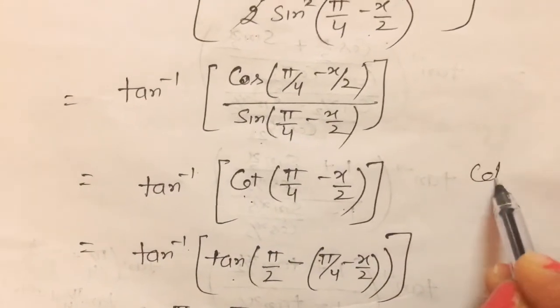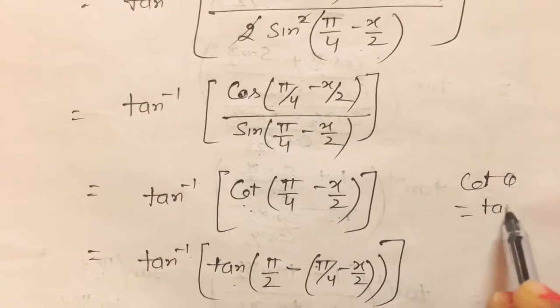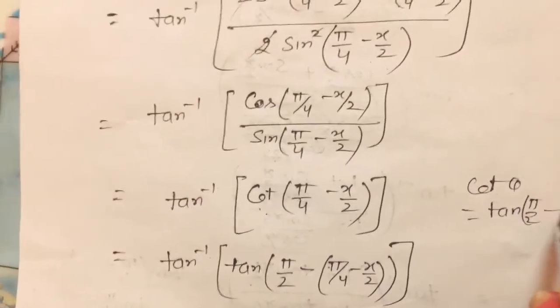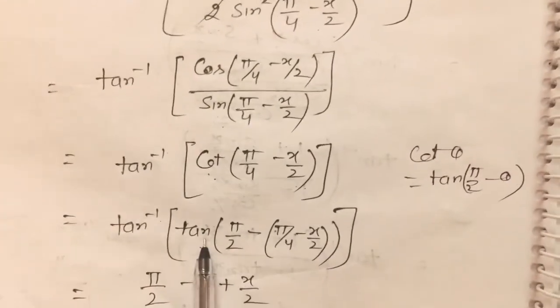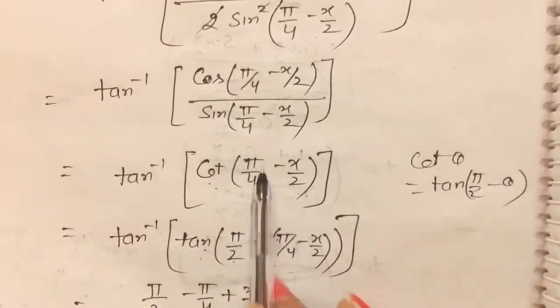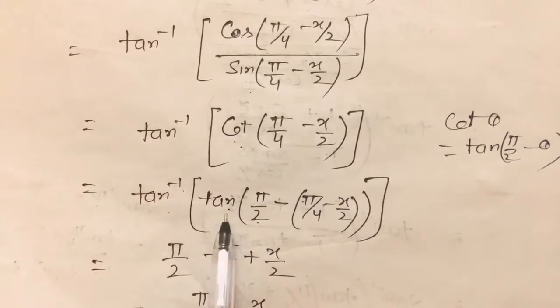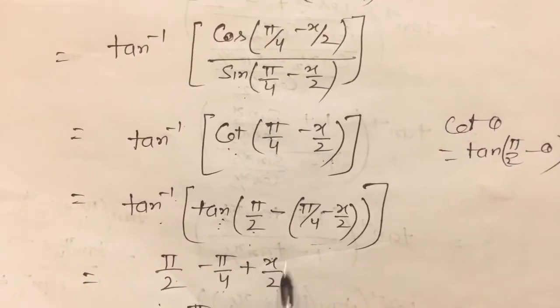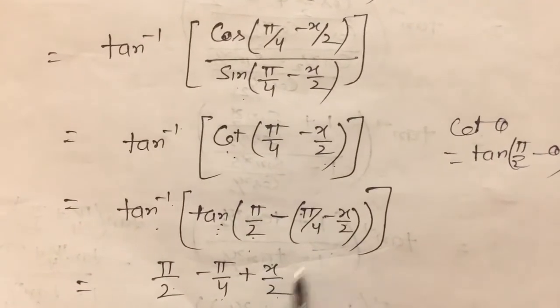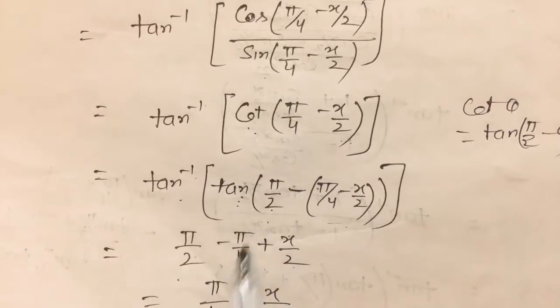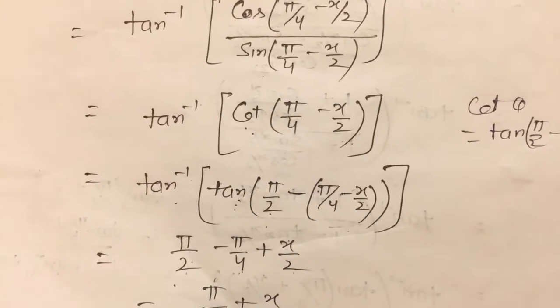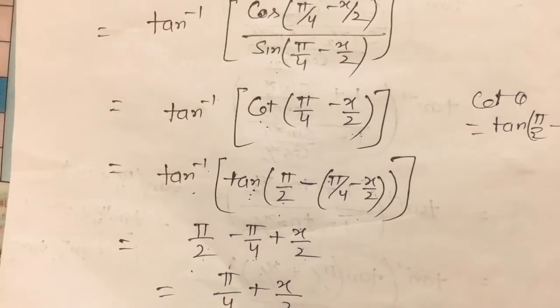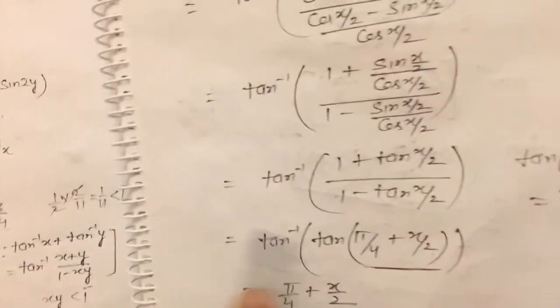We know that cot theta is equal to tangent pi by 2 minus theta. So we can write tangent pi by 2 minus theta. Tangent inverse cancels with tangent, so it will be pi by 2 minus pi by 4 plus x by 2, since it is minus, we take the opposite sign here. So pi by 2 minus pi by 4, it will be pi by 4 plus x by 2. This is the same as this answer. You can do it by any way, by using that or this.